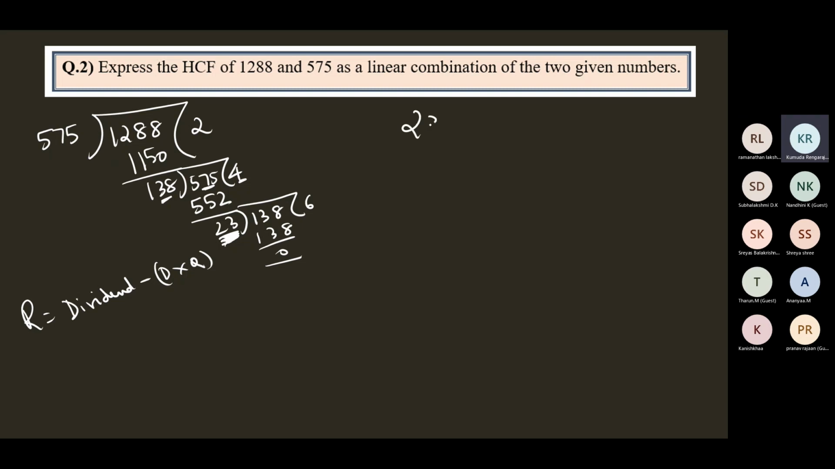This is the remainder, correct? So by the rule, the corresponding dividend is 575, correct? Minus divisor into quotient. This step, all of you understand?